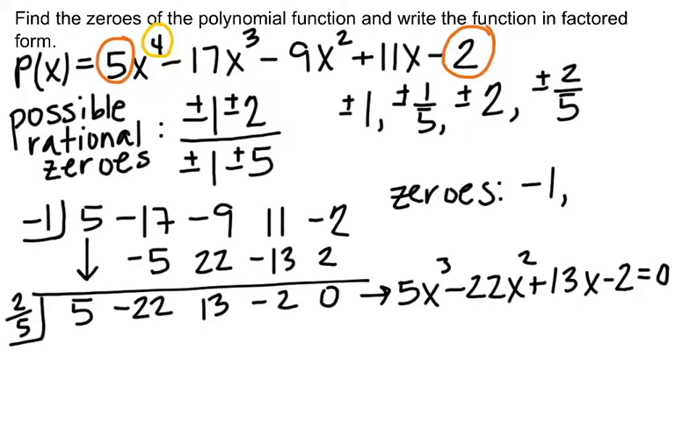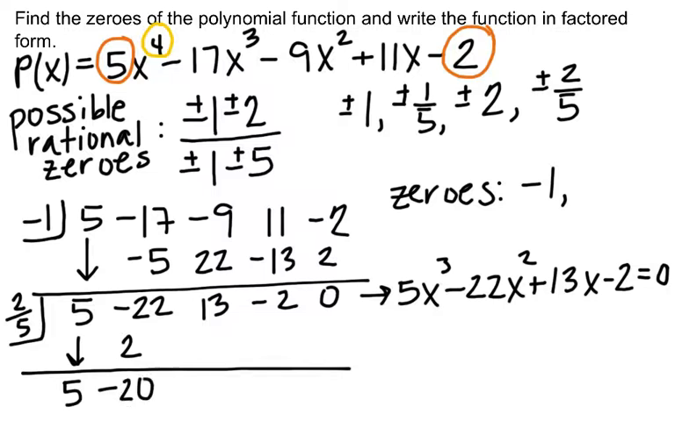So now, rather than doing synthetic division with the original coefficients of the polynomial, we can stack our synthetic division and use the 5, -22, 13, and -2, the coefficients of our new polynomial, and do our synthetic division with 2/5. So bring the 5 down. 5 times 2/5 is 2. Add and get -20. -20 times 2/5 is -8. Add to 13. 5 times 2/5 is 2, and aha, we do get a remainder of 0.